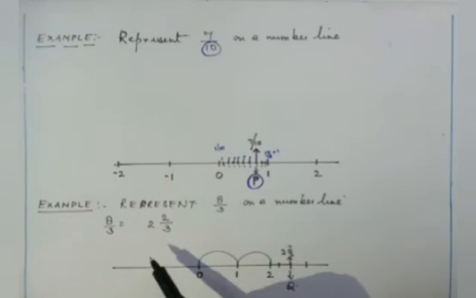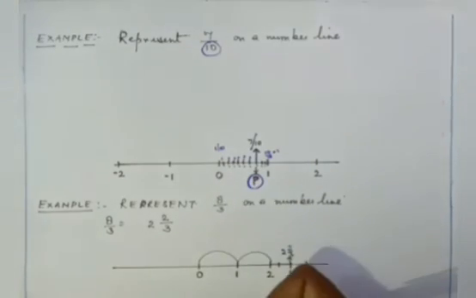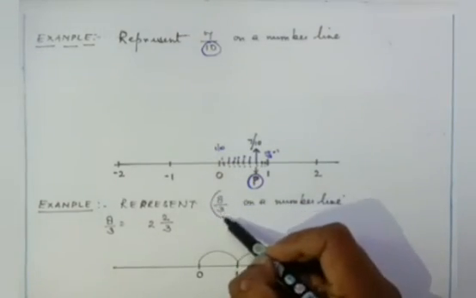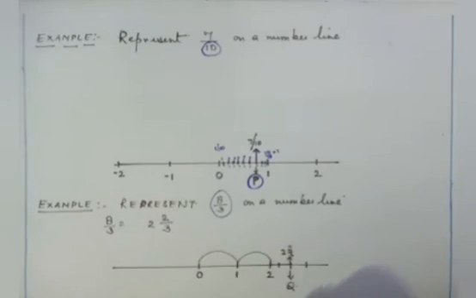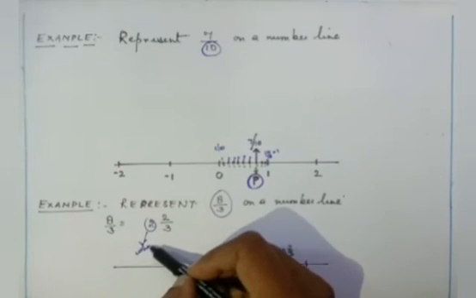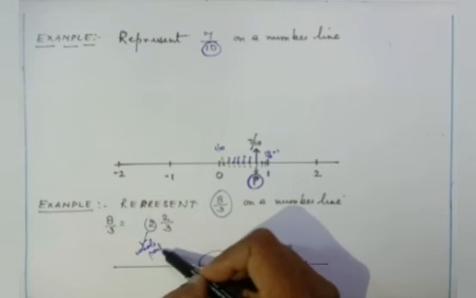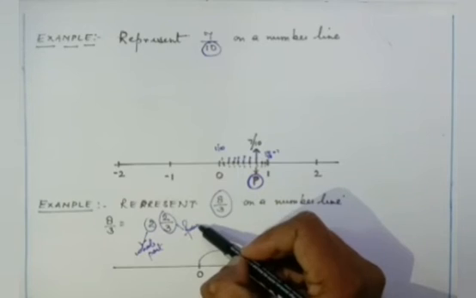Now let us come to another case, when the numerator is greater than the denominator. You can see 8 upon 3. So 8 upon 3 can be written as 2 and 2 by 3. Now everyone knows that 2 is the whole part over here, and this is the fractional part.